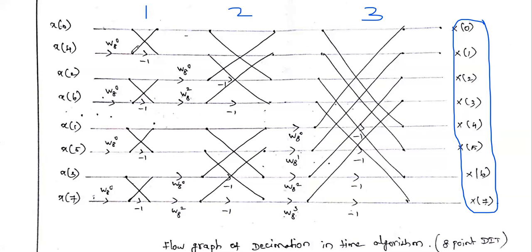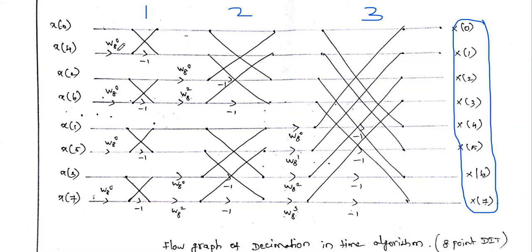Okay, the butterfly is nothing but one X. This X is nothing but one butterfly. So you see 1, 2, 3, 4. Similarly here you see in the second stage also, this one X, this one X. Okay, similarly here 2 X, so 4 butterflies. So in the 8-point butterfly DIT algorithm, each stage is having 4 butterflies.